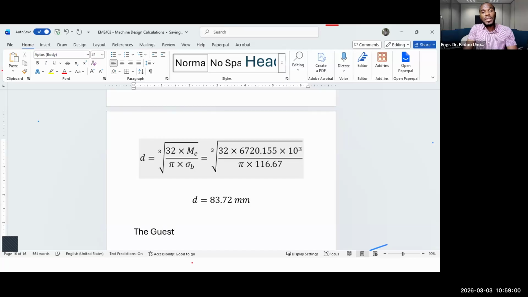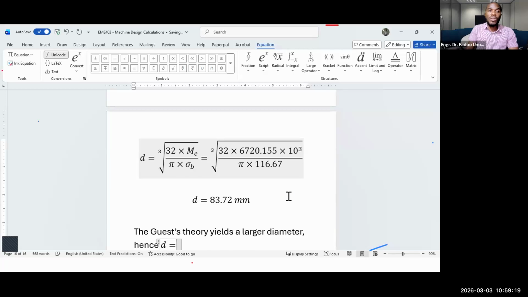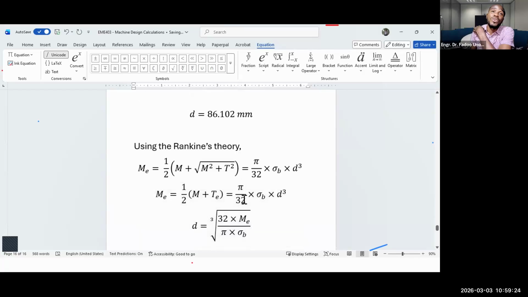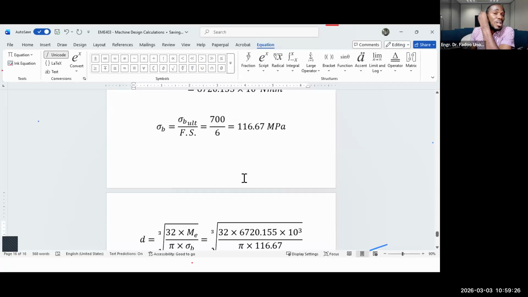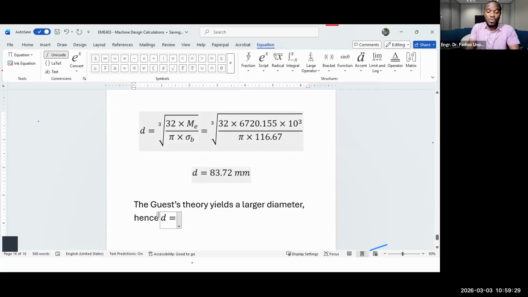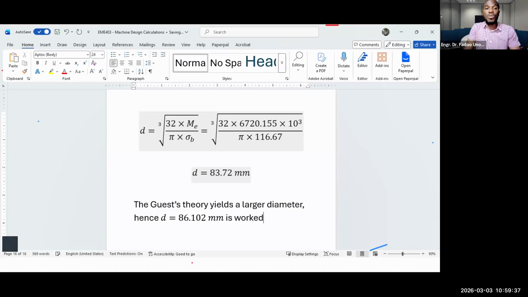So based on these theories, the guest theory yields a larger diameter. Hence D equals... we go back and when we do these two, we compare which of them is bigger. And obviously 86.102 is bigger than 83.72. So 86.102 is what is worked with.